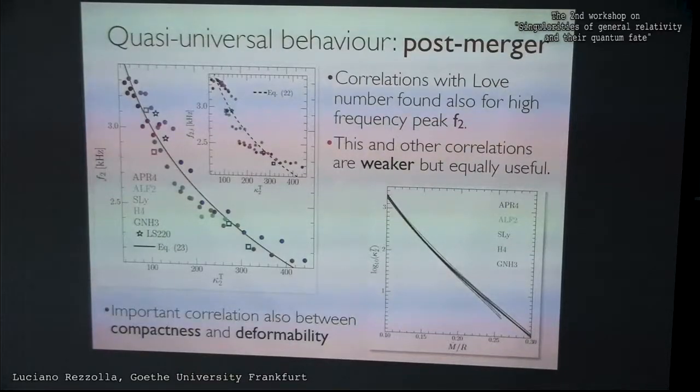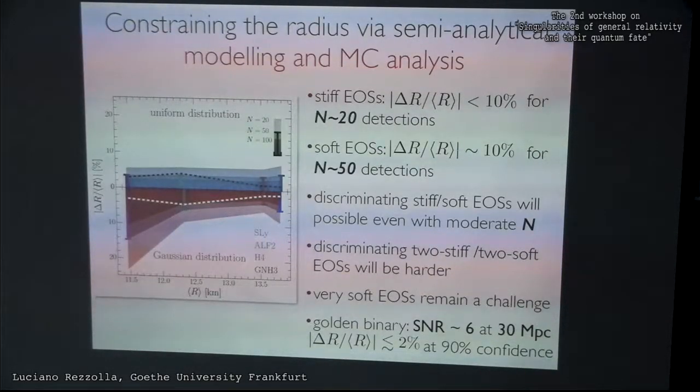I don't want to go into too much detail on this, just to show that the spectral properties are robust. We now know how to go from these spectral properties over to the physical properties of the star. And you put this into a data analysis Monte Carlo code, and you end up with the following predictions. If the equations of state are stiff, then the error in the radius will be less than 10% with 20 detections.